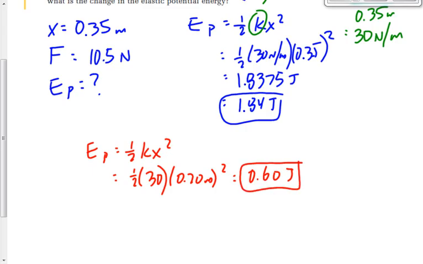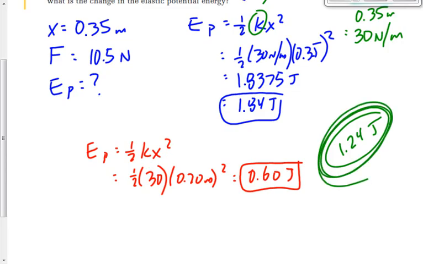The potential was 1.84 when we had it stretched 0.35 meters. When we had it stretched 0.2 meters, my potential energy is 0.6. The change in potential energy would be 1.24 joules.